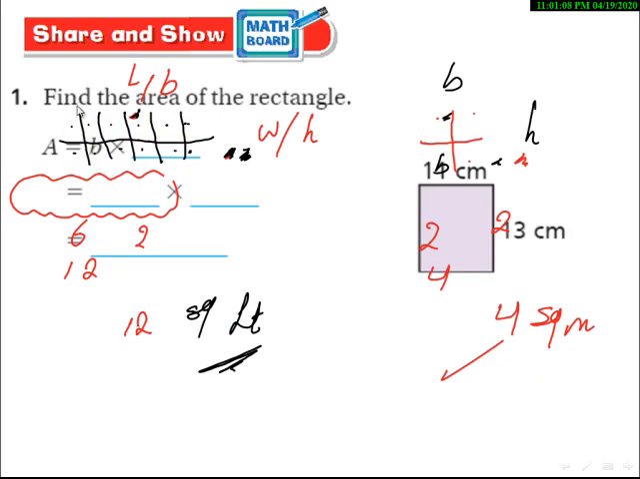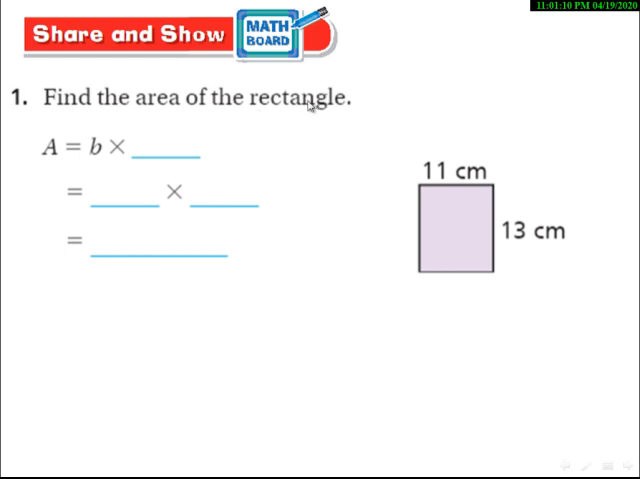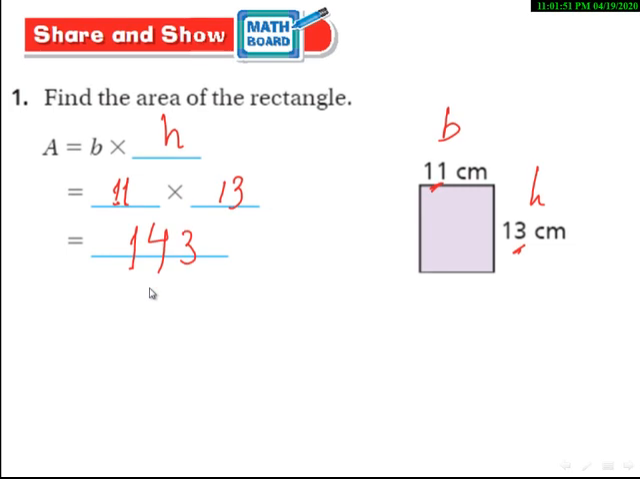Share and show part. Find the area of the rectangle. If you have a rectangle like this, its base equals 11 centimeters and its height equals 13 centimeters. Let's apply our new formula to get its area. Base times what? Great, base times height. And base equals, great, 11. Height equals, excellent, 13. 11 multiply 13. When you try to do it step by step, you will find it 143. Great.